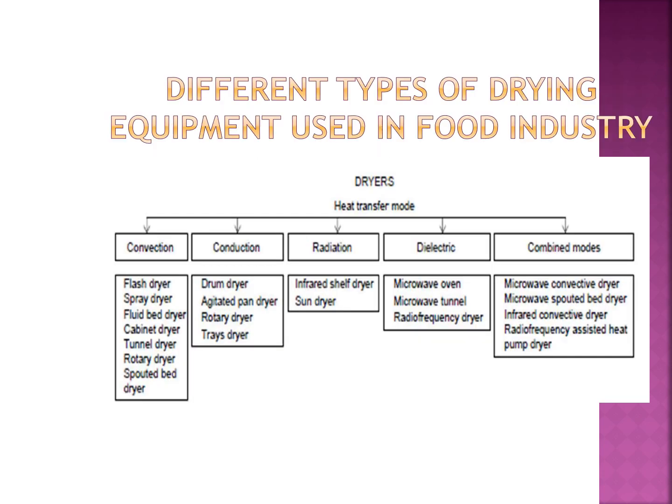Now we will see the different types of drying equipment that we use in the food industry. Basically, dryers are divided into various forms on the basis of the heat transfer mode, that is on the basis of convection, conduction, radiation, dielectric and combined modes. Convection and conduction dryers are the ones that we usually study in our UG as well, but the dryers that fall under the radiation, dielectric and combined modes are the recent advances.